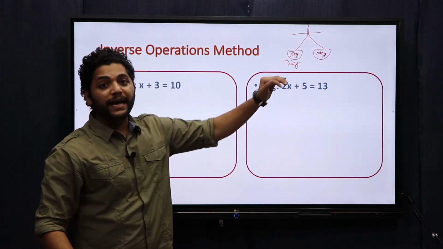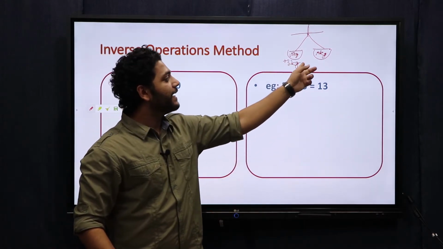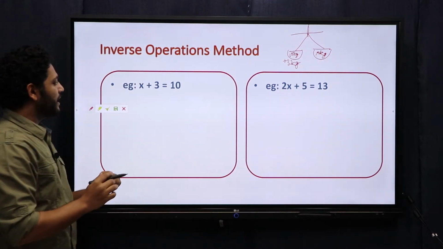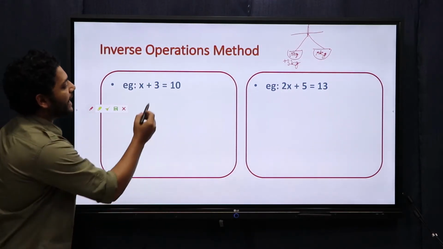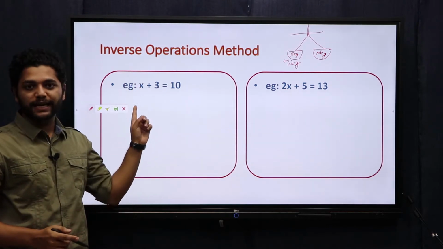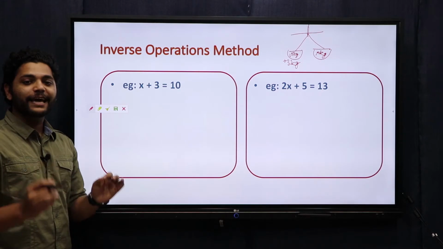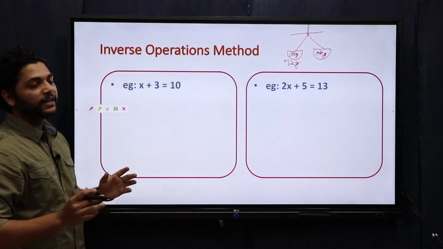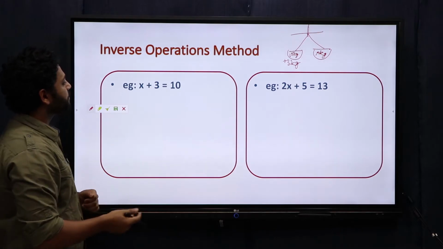Now to make the weighing balance equal, I need to add 3 kilos on the other side also, right? Similarly, in an equation, when I have an equal to sign, that means if I am performing a mathematical operation on the left side, I need to do the same thing on the right side. I hope you are clear with that.